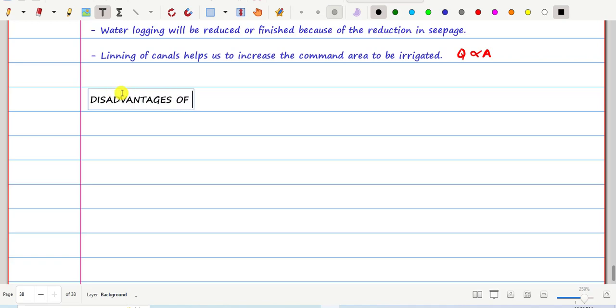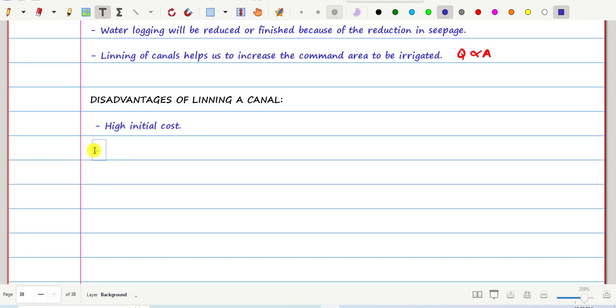Disadvantages of lining a canal. If you line a canal, what can be the disadvantages? The first one is that you will see a high initial cost. When you start the project, the cost is going to be increased.